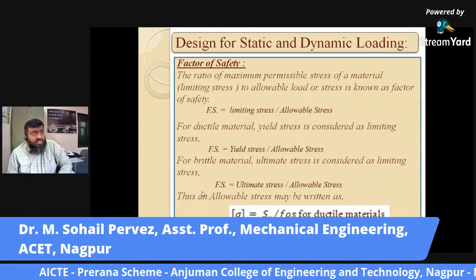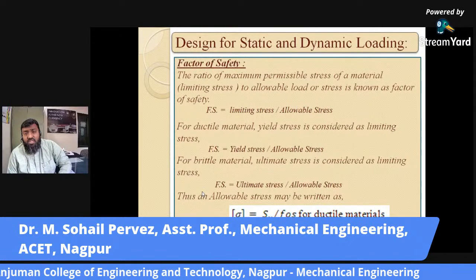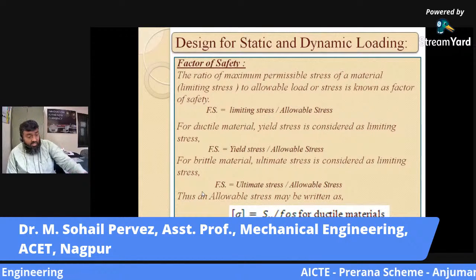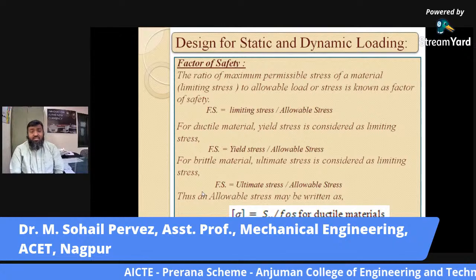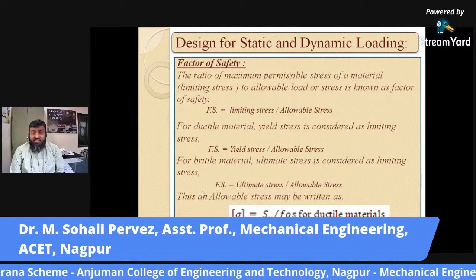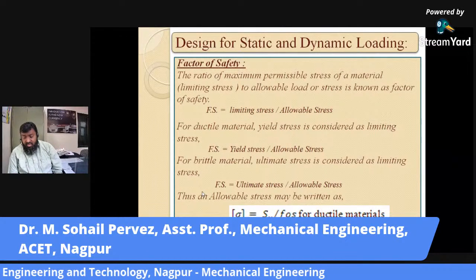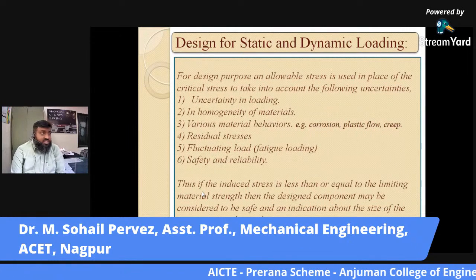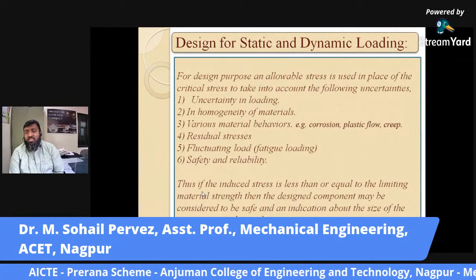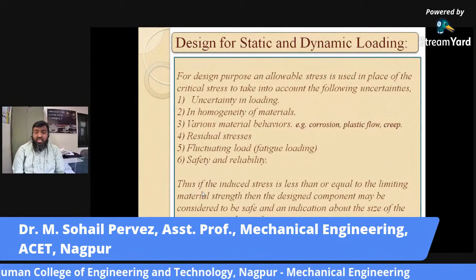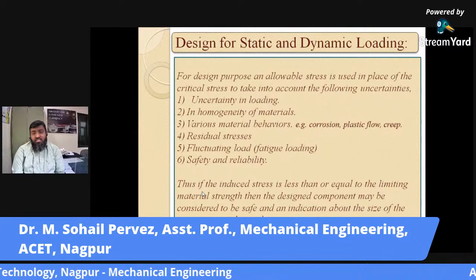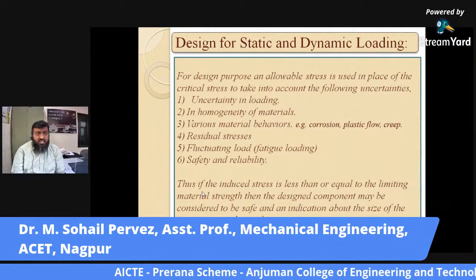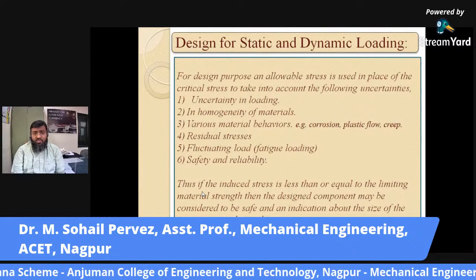Now, after learning static loading, I am introducing again a very important factor known as factor of safety. The very first discussion should be why we require factor of safety. This is the basic requirement of today's lecture. Why do we consider factor of safety? So first we'll go for this slide. For design purpose, an allowable stress is used in place of the critical stress to take into account the following uncertainties. Now these uncertainties are very natural and very common. We have to consider these uncertainties in the machine designing process, and hence we have to consider factor of safety.